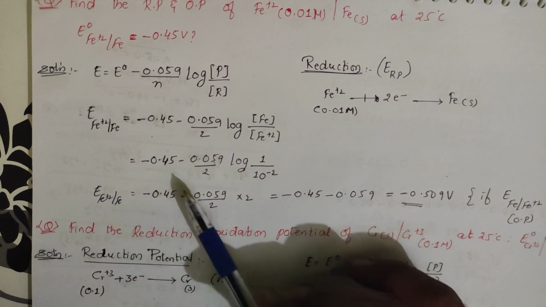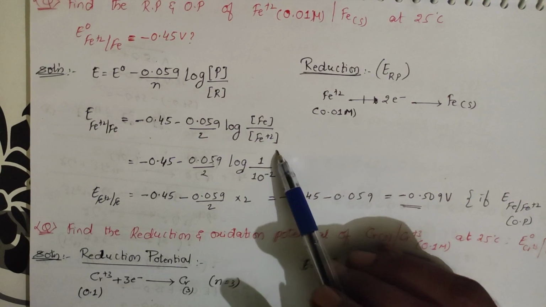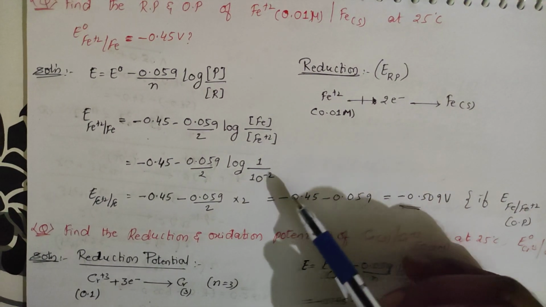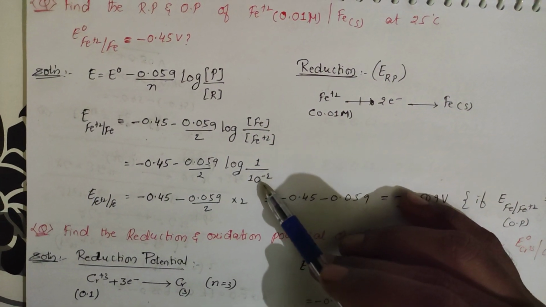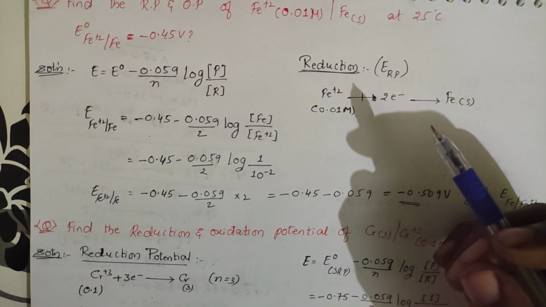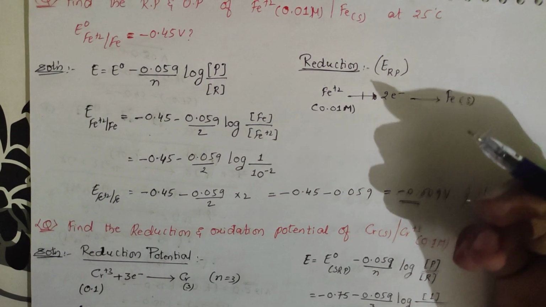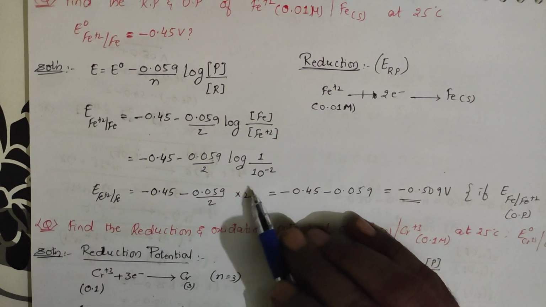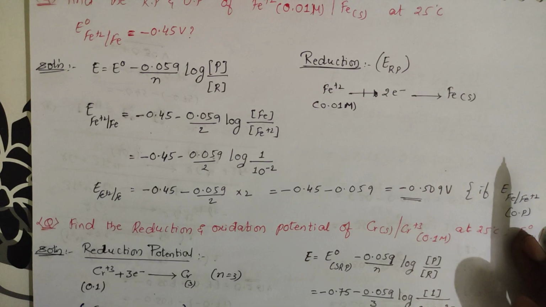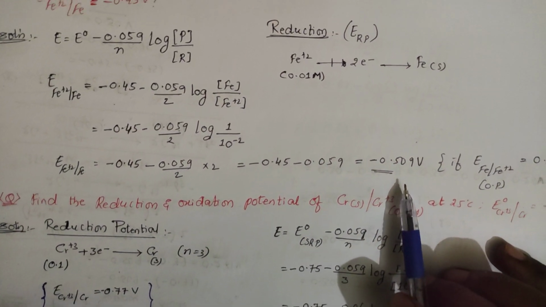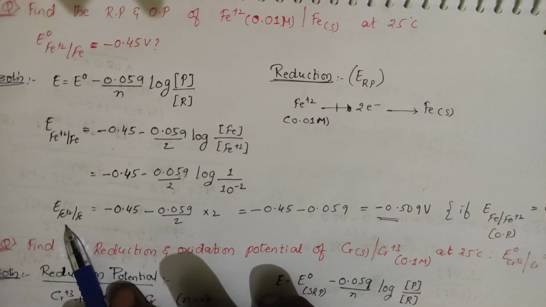So if you substitute the values, minus 0.45 minus 0.059 by 2 into log 10 power minus 2. Because this 10 power minus 2, if it comes into the numerator, the value will be 10 power 2. So log 10 square is nothing but 2 log 10. Log 10 value is 1, so it will be 2. So this 2 is cancelled, minus 0.45 minus 0.059. So the net value will be minus 0.509 volts. This is the electrode potential of this cell.